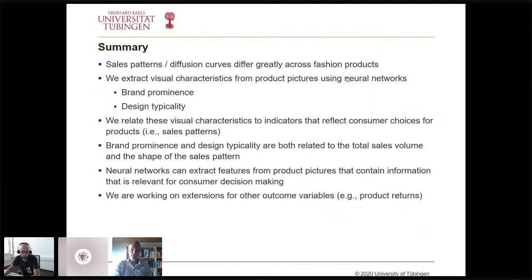And apparently, we can conclude that these neural networks do contain information, or they are able to extract information from these pictures that is relevant for consumer decision making. And we are currently extending this research to include other outcome variables, for example, not only sales or sales patterns, but also product returns. So how much consumers actually return when they order.